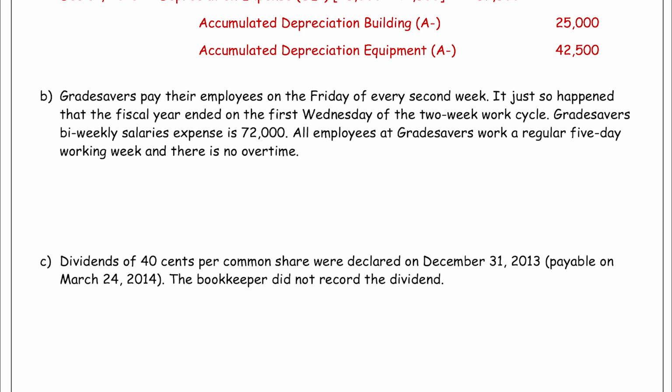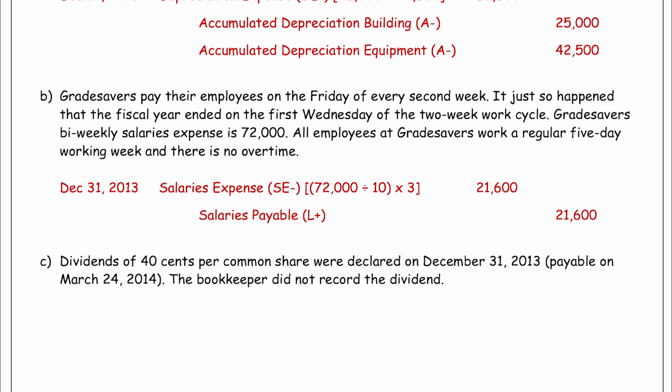The logic is that the expense has happened, but it's going to be paid for later. In this particular case, we can see that the employees have worked for 3 days, Monday, Tuesday, and Wednesday, in the current fiscal year, and they're going to be paid for those days in the next fiscal year. Despite the fact that we're going to pay the salaries later, we have to recognize that the expense has happened. And so on December 31st, we'd want to debit salaries expense for $72,000 divided by 10 multiplied by 3.